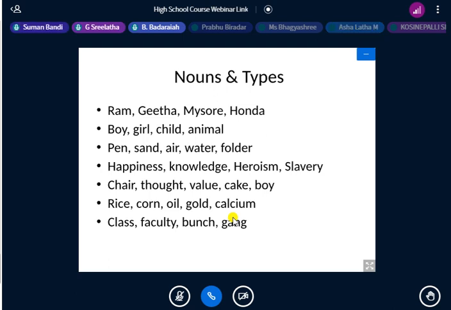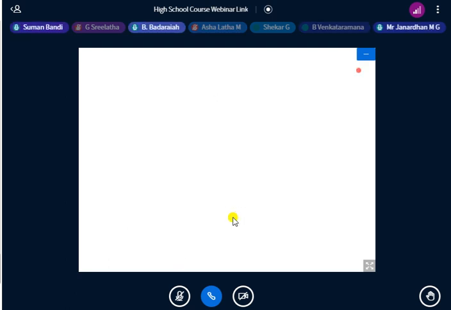Countable nouns. They are countable nouns. Anything that can be counted, anything that can be used as singular. Countable nouns. Next one, yes. Rice, corn, oil, coal, calcium. Uncountable nouns. What about the last one? Collective. So these are types of nouns.